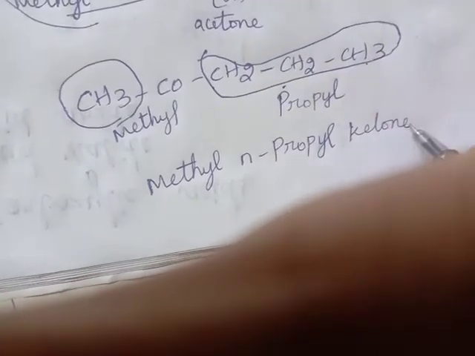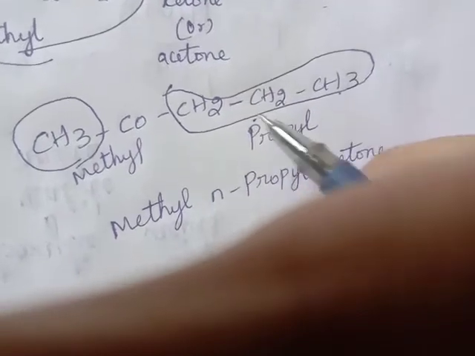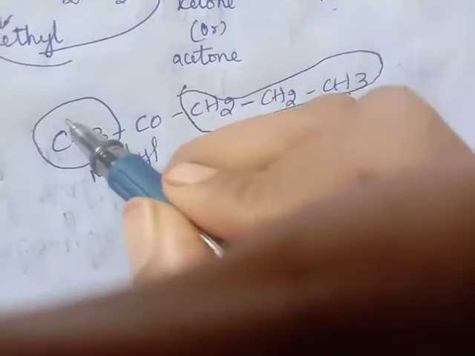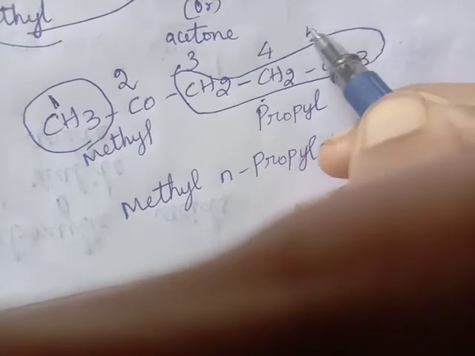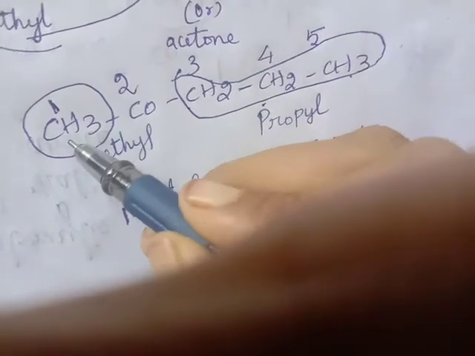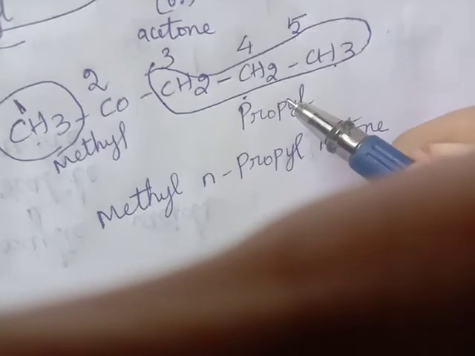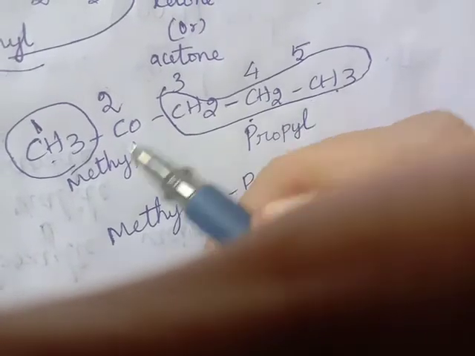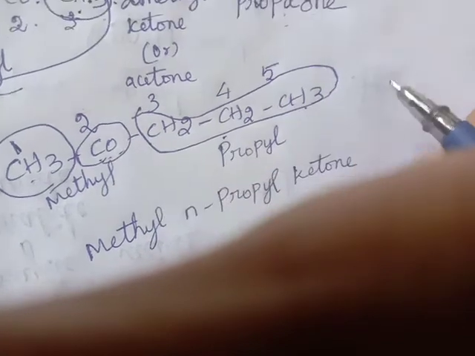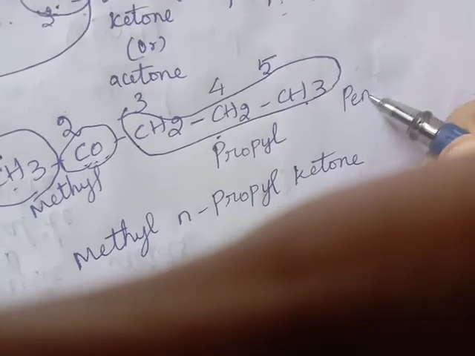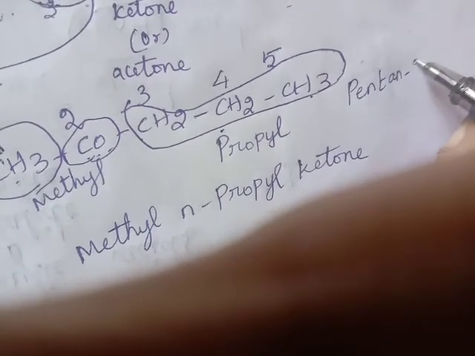Now the IUPAC name for this one. 1, 2, 3, 4, 5. In total 5 carbon atoms are present here. So pentanone. But you should not write simply pentanone. In which carbon atom is the ketone group present? In the second carbon atom the ketone group is present. So that is known as pentane 2-one.